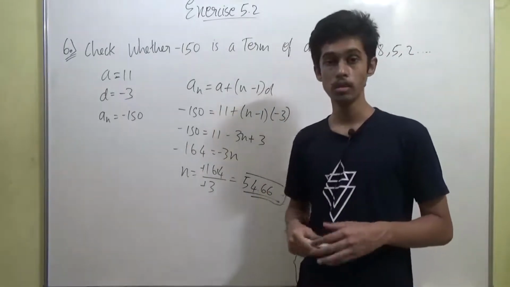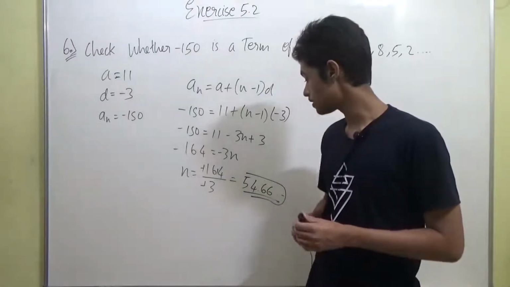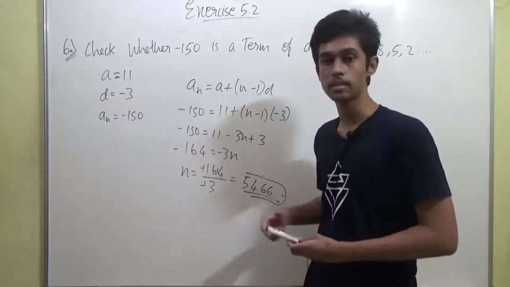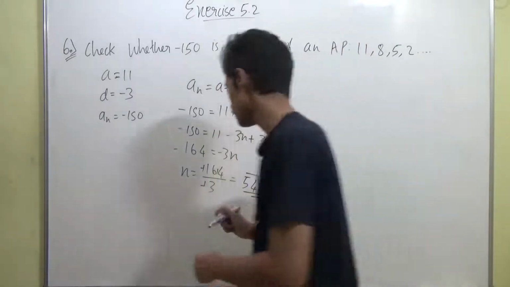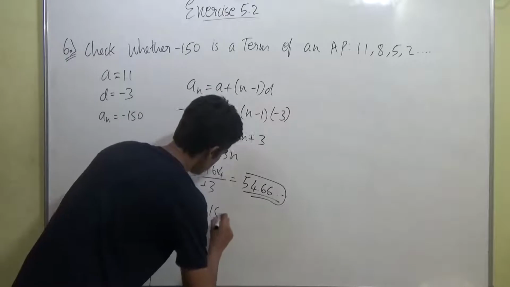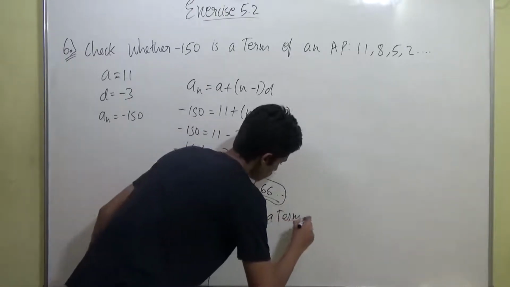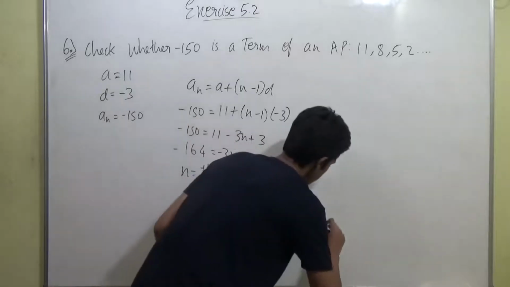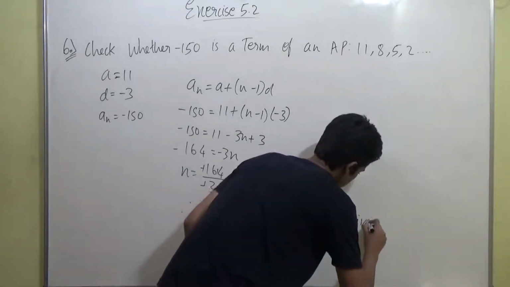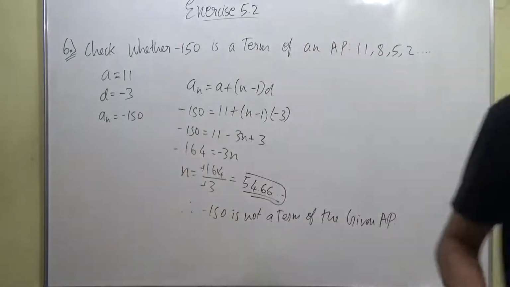Don't forget to do such conclusions, guys, because it's very important. It carries some marks. If you leave it here itself, it doesn't have any meaning, right? You have to write it. So therefore minus 150 is not a term of the given AP. Done, guys. Now you can take the screenshot.